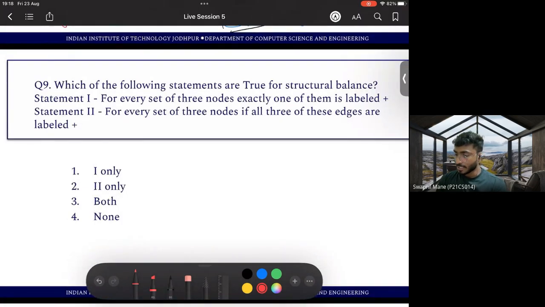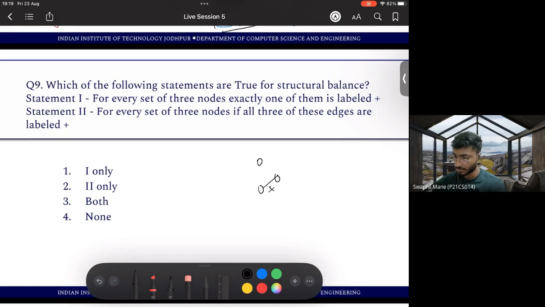Which of the following statements are true for structural balance? The first statement is that for every set of 3 nodes, exactly one of them is labeled positive. Right? For every set of 3 nodes, exactly one of them, let's draw here the 3 nodes, and in the set of 3 nodes, exactly one of them is positive labeled, right? For every set of 3 nodes, if all 3 edges are positive. So statement 1 says this and statement 2 says this.